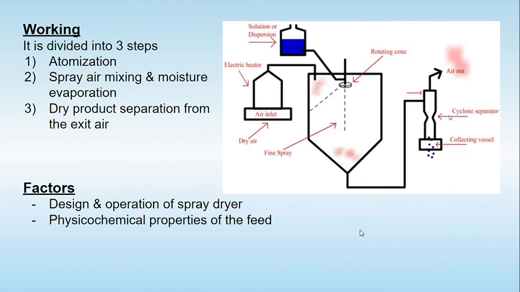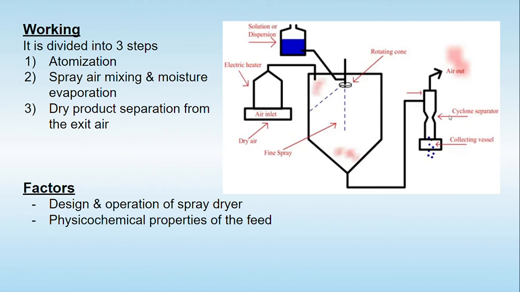Now, what are the factors affecting the spray drying process? The spray drying process is mainly affected by the design and the operation of the spray dryer. What do we mean by design? Design means the shape of the drying chamber, what type of atomizer you are using, and the separation system is also important. What type of separation system you are using for the separation of the dry product from the air. And another one is the physical chemical properties of the feed.